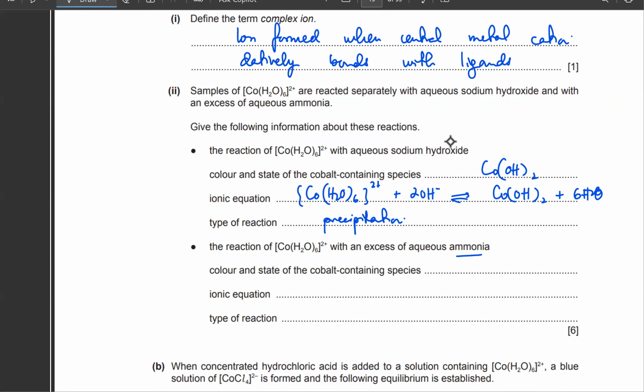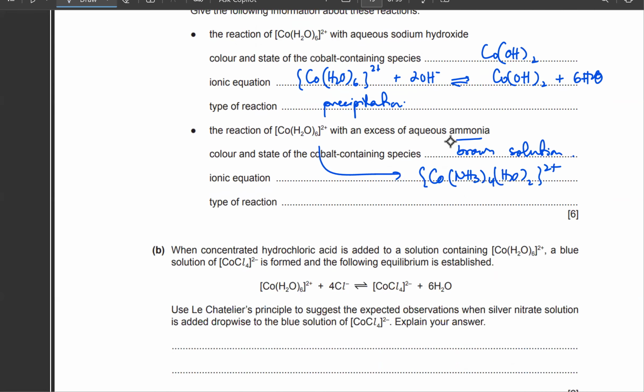And then with ammonia, the color would be a brown solution. And the ionic equation would be that this thing changes to cobalt surrounded by NH3. Either four NH3s, it could be any number of NH3s. You could have NH3 6 as well. Now that's a ligand exchange reaction.